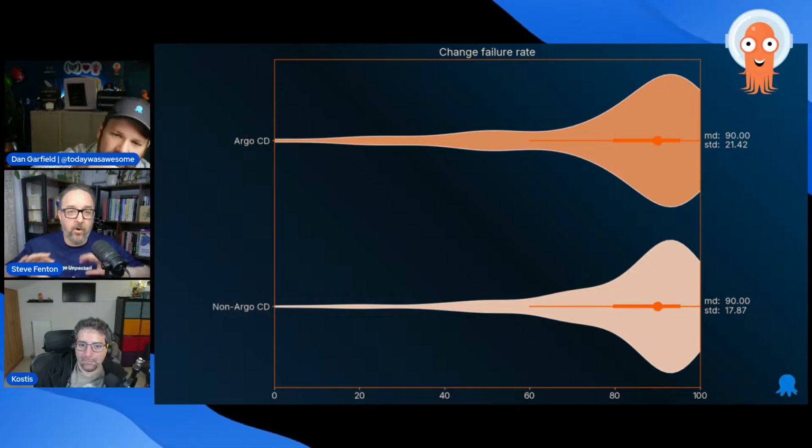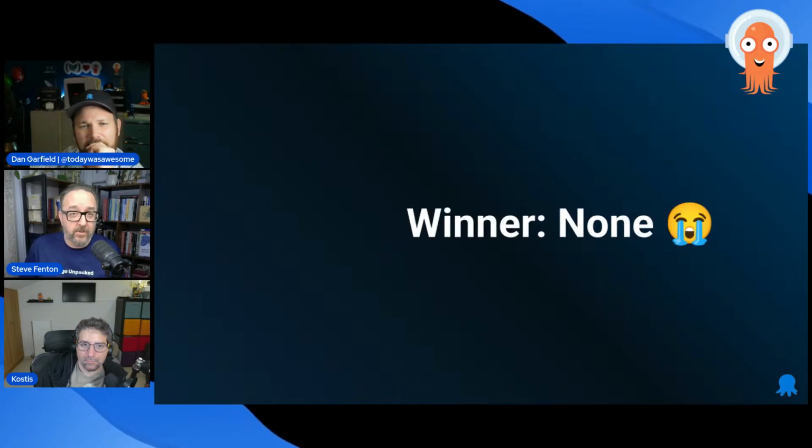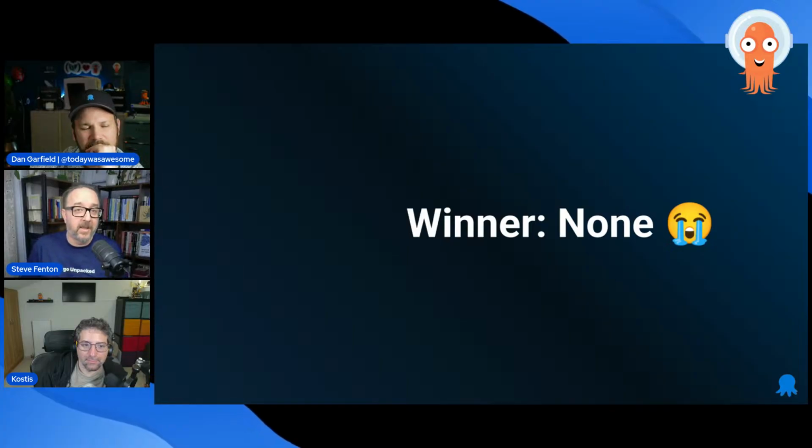And DORA has a whole model around this, with suggestions of things that you can do to improve that, like the non-failure rate, the success rate. So it's worth going and digging into those. So this chart actually results in an inconclusive result, but that's because everyone is doing super well on this particular metric. So that's actually nothing to be sad about, even though it would be nice to sit here and go, it's another win for Argo.